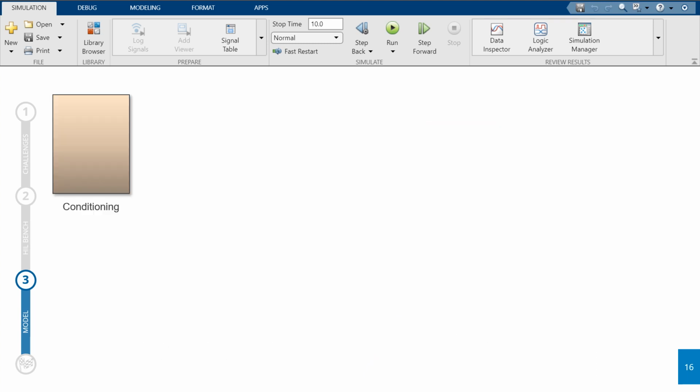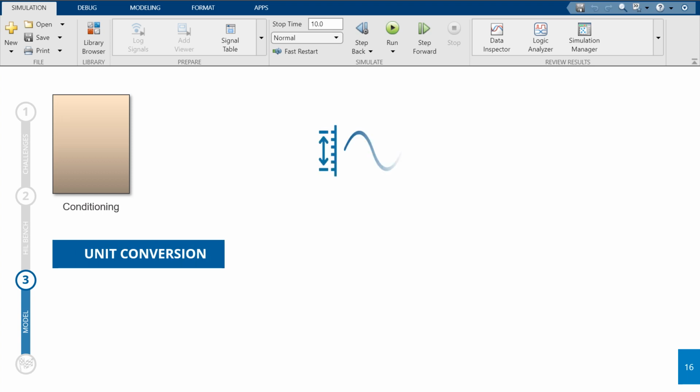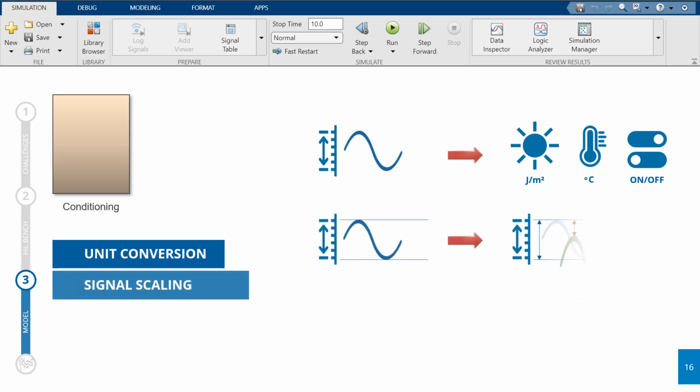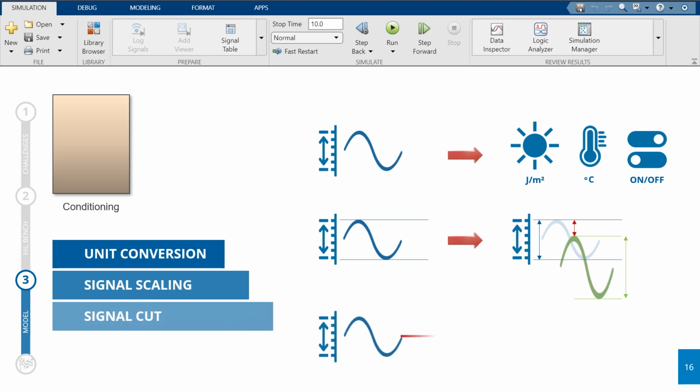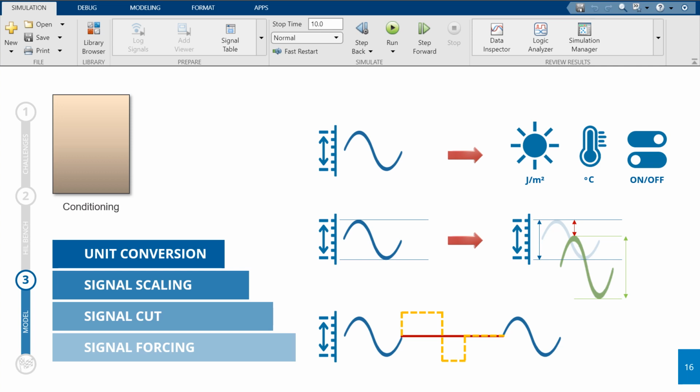Inside the conditioning subsystems, we can have multiple functions, such as, number one, unit conversion, converting electrical values into engineering values and vice versa. Number two, signal scaling, adapting the ranges of a signal. Number three, signal cut, interrupting the sending of a signal. Number four, signal forcing, applying user-defined values for debugging or out-of-range tests. Please note that cutting a signal merely means applying a value which is considered being neutral, for instance, 0 volts.